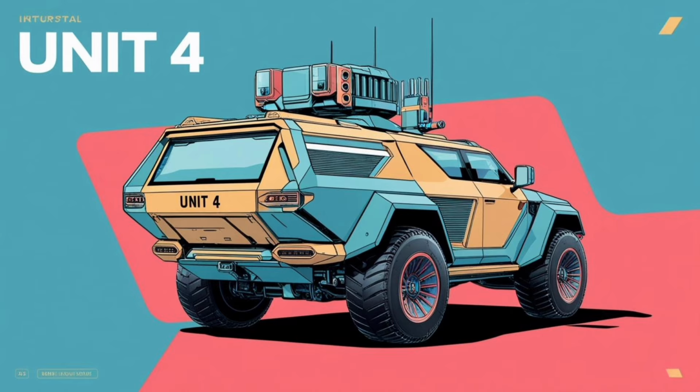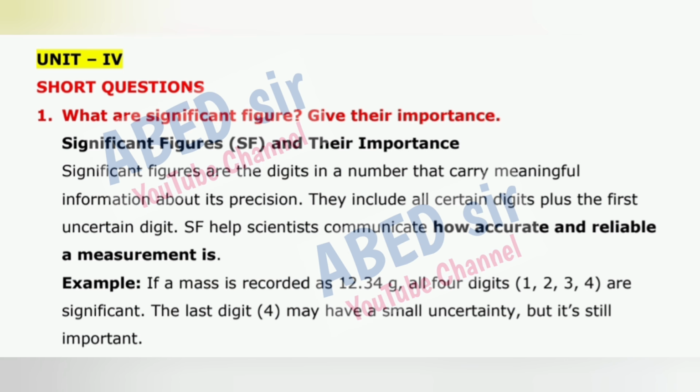Unit 4, first important short question is: What are significant figures? Give their importance. Significant figures, SF, and their importance. Significant figures are the digits in a number that carry meaningful information about its precision. They include all certain digits plus the first uncertain digit. SF helps scientists communicate how accurate and reliable a measurement is.